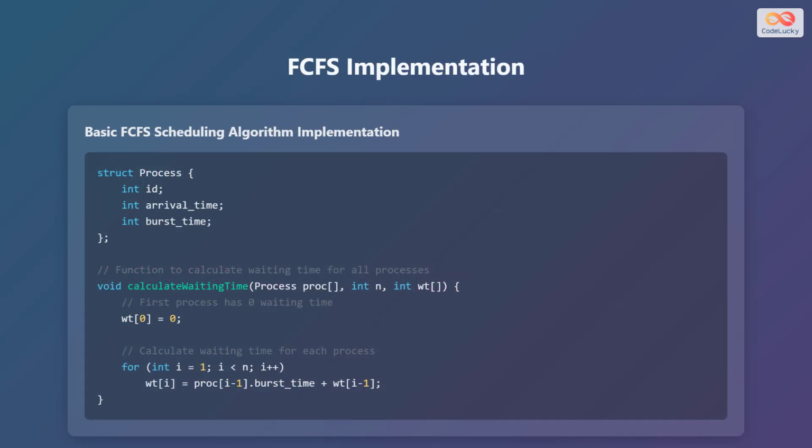Let's examine a basic implementation of the first come, first served scheduling algorithm. We start by defining a structure named process, which includes the process ID, arrival time, and burst time. Next, there's a function named calculate waiting time. It takes an array of process structures, the number of processes indicated as N, and an integer array named WT, to store the waiting times. The waiting time for the first process is 0. The waiting time for each subsequent process is calculated as the burst time of the previous process, plus its waiting time.